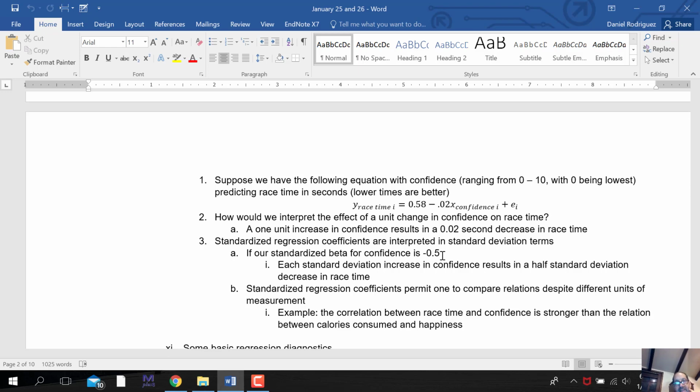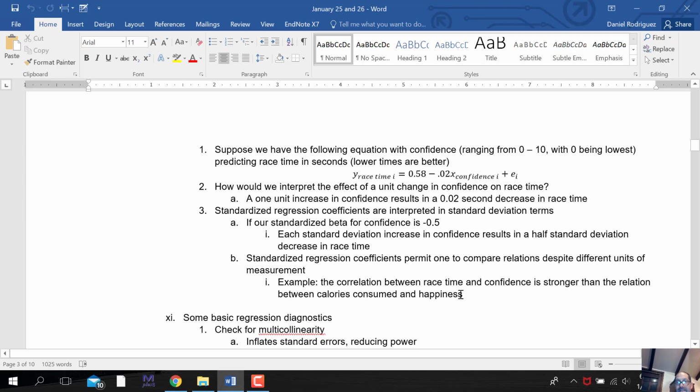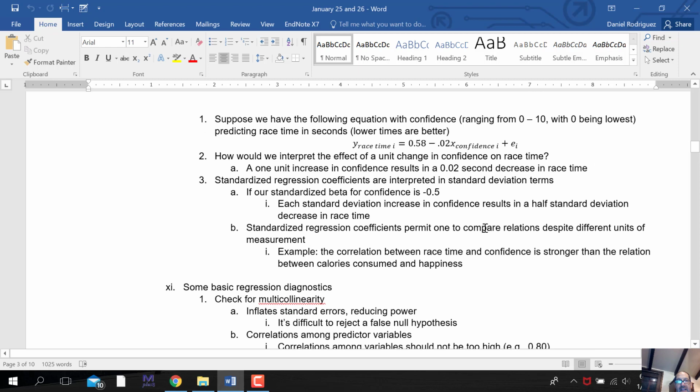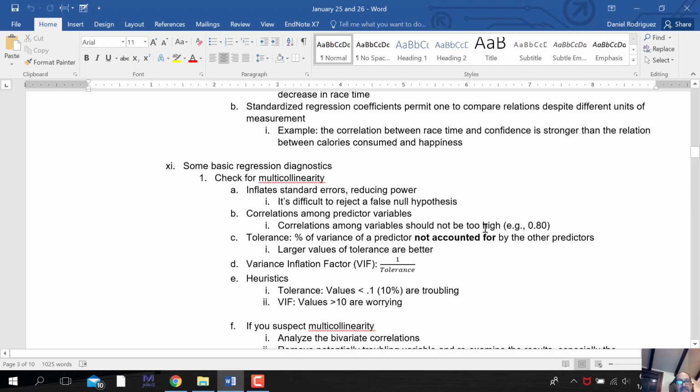And let's see, there was something else I wanted to say, but it just slipped my mind right now. I'll get back to it later. All right. So those are interpretations. So you want to make sure you understand how to interpret these effects.